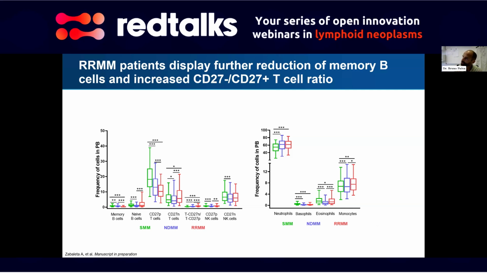This is the same flow cytometry procedure that we typically do for the screening of plasma cell clonality, for MRD assessment, and this allows to measure easily 15 different cell types in the marrow, 10 in the peripheral blood, and as expected, there are significant differences across disease progression. For example, patients with relapsed refractory myeloma display further reduction of memory B cells and increased CD27 negative to positive T cell ratio, on top of other alterations probably related, for example, with increased inflammation in the bone marrow.